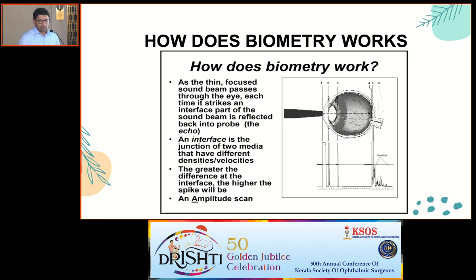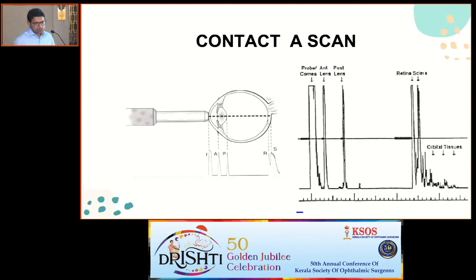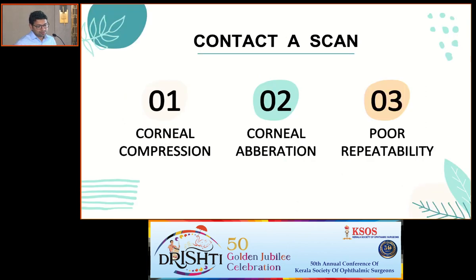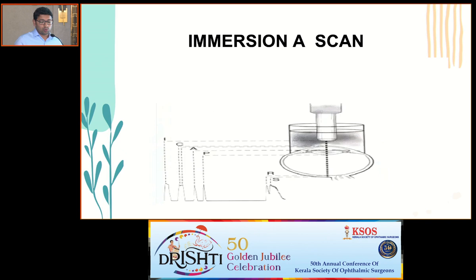So how does this biometry work? It's a thin focused sound beam that reflects at an interface. Interface means an area of different refractive index. In contact A-scan, the main problem is corneal compression. This corneal compression can lead to a different AC depth in different scans, which leads to a change in the axial length. That also can lead to corneal aberration and poor repeatability. So we always try to do immersion for all of our patients.